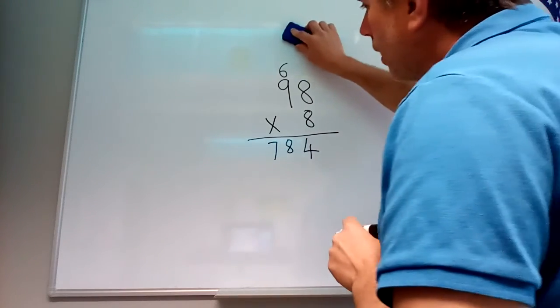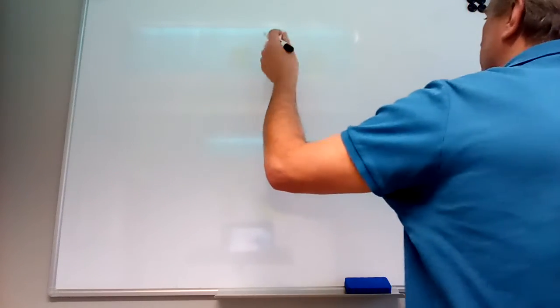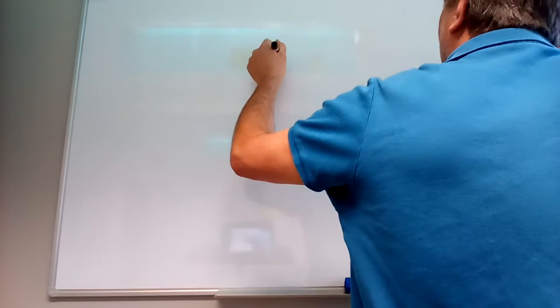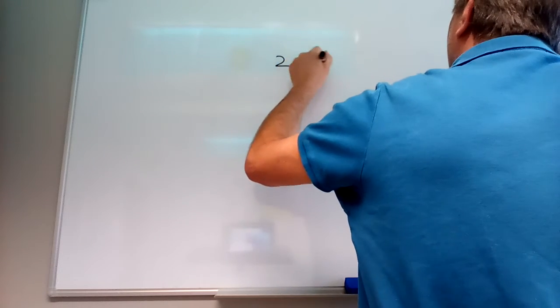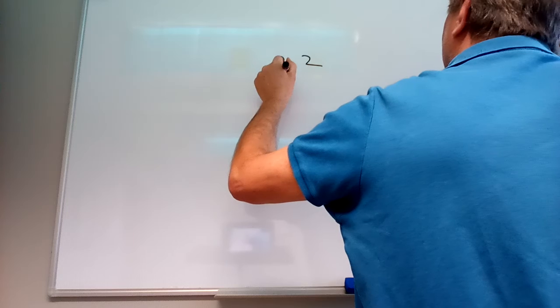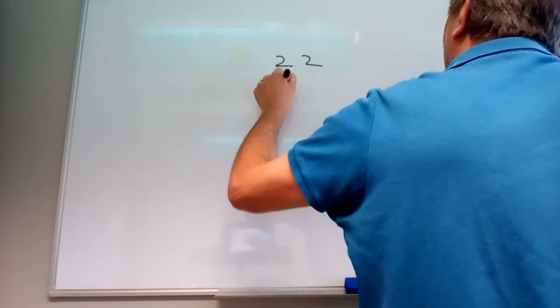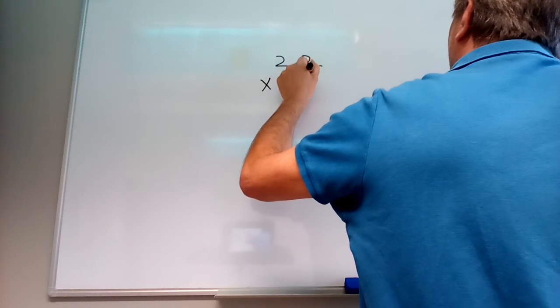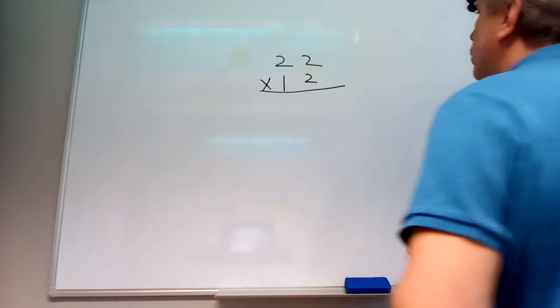Now, let's go to 2 digits multiplied by 2 digits. There's an extra step to this. This gets a little more complicated because there's an extra step. So we'll start with some smaller numbers, but let's just go 22 times 12.